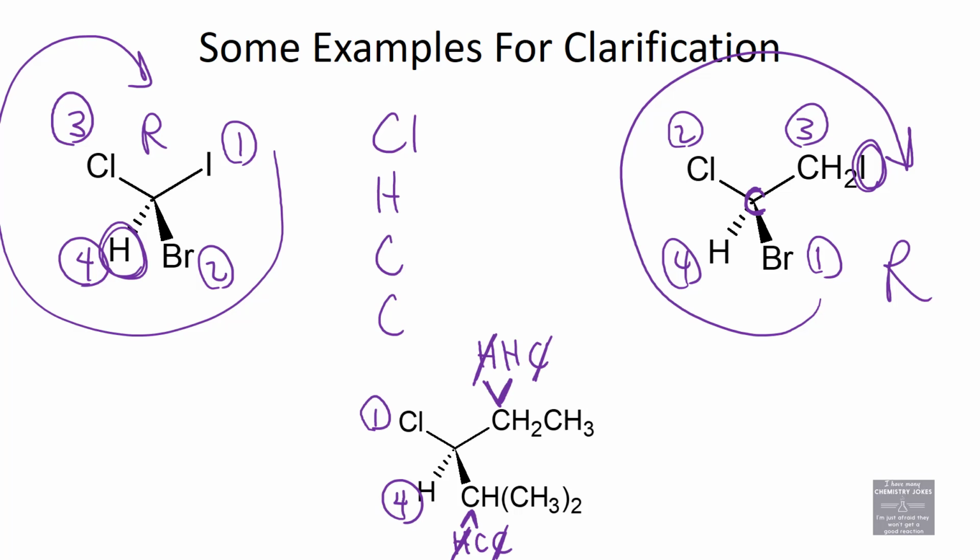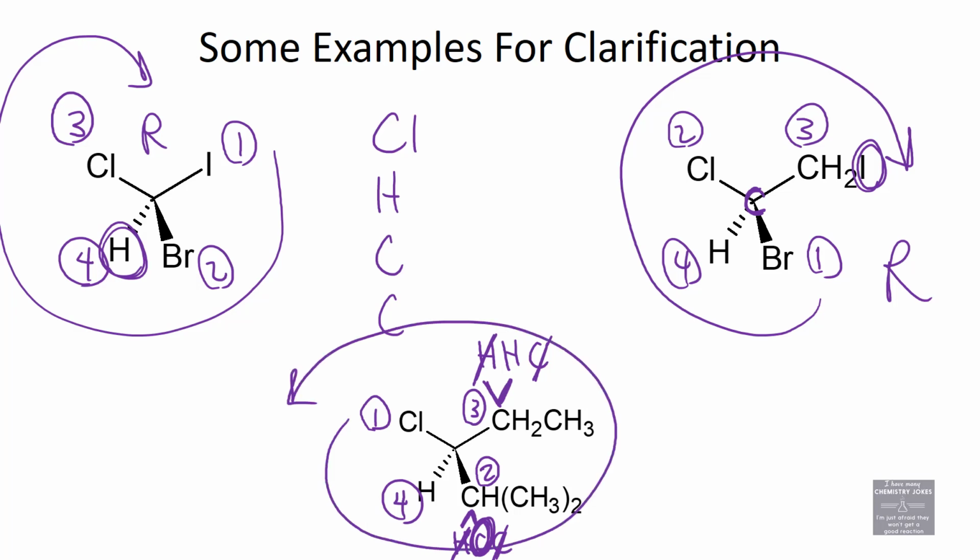Hydrogen versus hydrogen, no comparison. Carbon versus carbon, no comparison. Higher atomic number down on the bottom branch means the bottom branch is number 2, and over here is number 3. 1 to 2 to 3, that direction, that's counterclockwise. Lowest priority in the back, counterclockwise, is S.